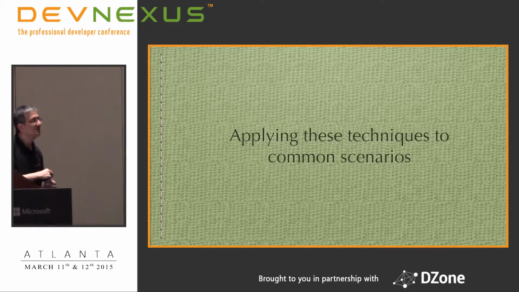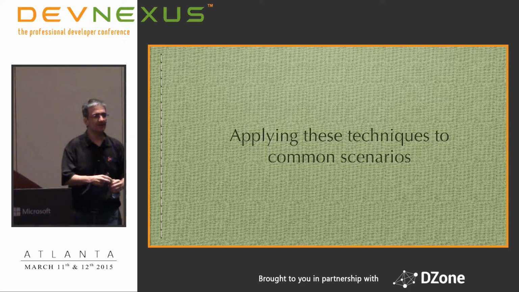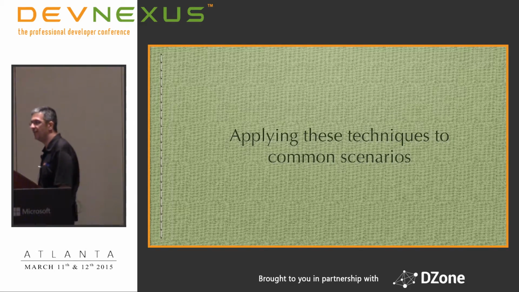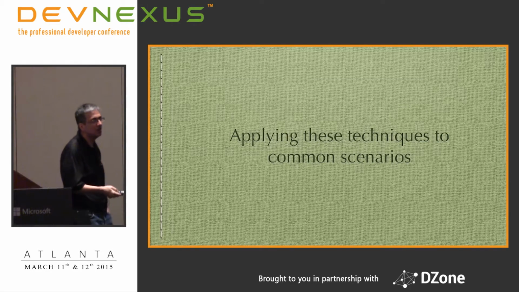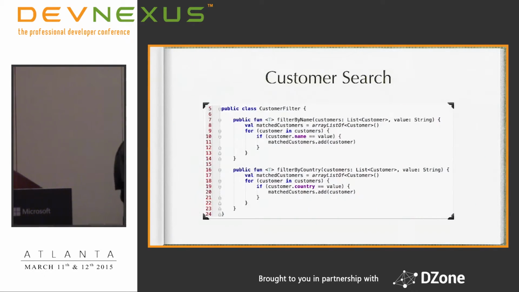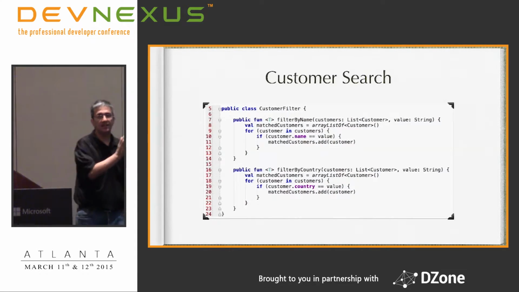So let's apply some of these techniques to common scenarios. It's all great with a simple example, but how can we use this in our everyday life? The purpose here of refactoring to function is to try and provide value, not just to say we do functional programming. So here's a customer search pattern. Here's a class called customer filter that has two methods, filter by name and filter by country, and basically the code is exactly the same. It loops through a list of customers, and the only thing that changes is the predicate, the condition by which we want to search.